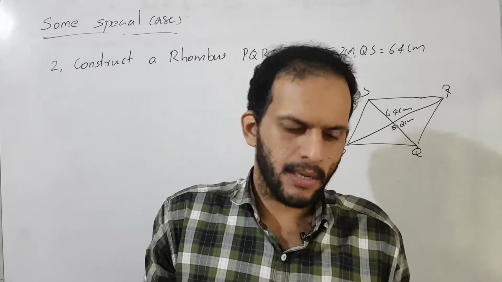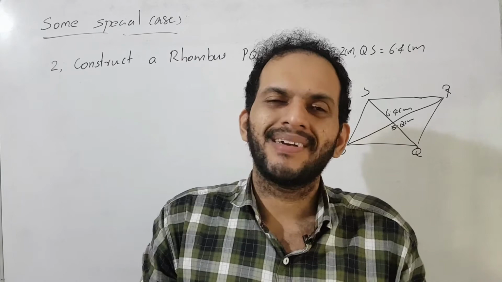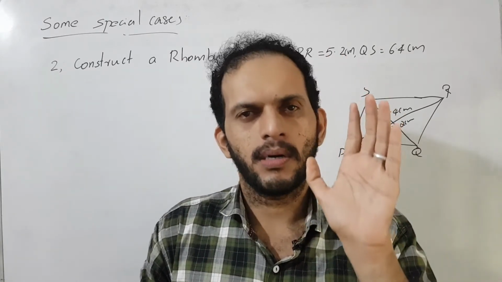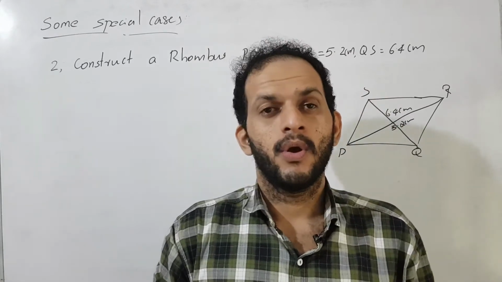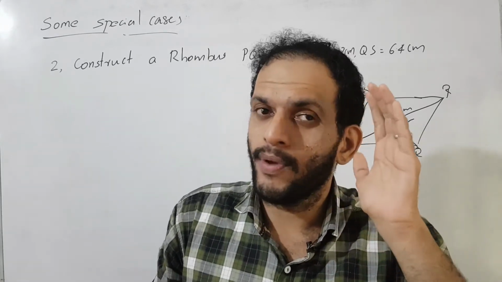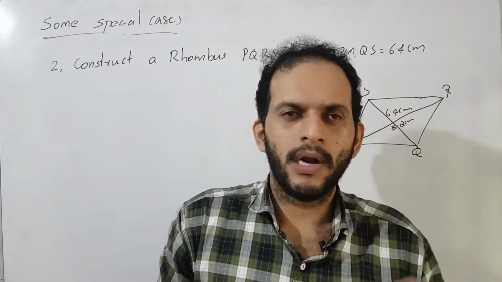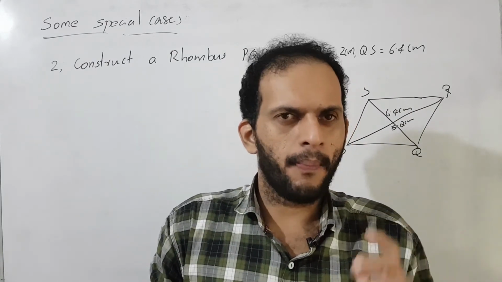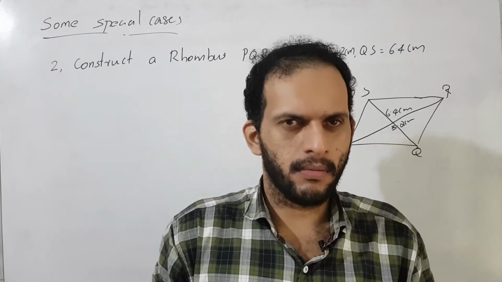So how do we construct? To construct the rhombus using the diagonals, first we recall the idea. What is the property of the diagonals of a rhombus?